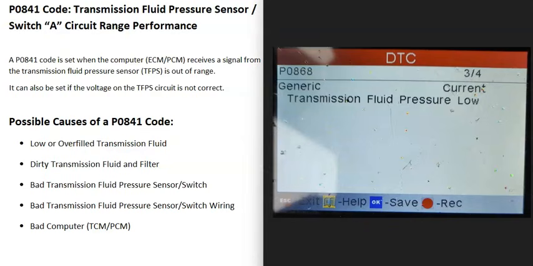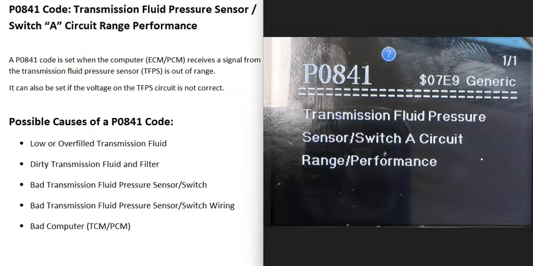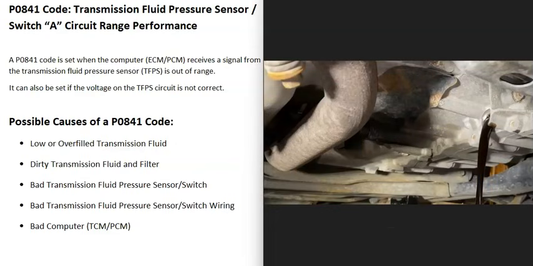So for example, you might also get a P0868 code, transmission fluid pressure low. And if you are getting other codes like that, then there could be some kind of issue going on with the fluid. Either it's low, it's really dirty, something along those lines. But if you're just getting this P0841 code, that's going to point more to a wiring issue or a bad sensor or something like that. But keep in mind that transmission fluid is very important. If it's low, if it's dirty, or anything going on with it, that can cause problems.